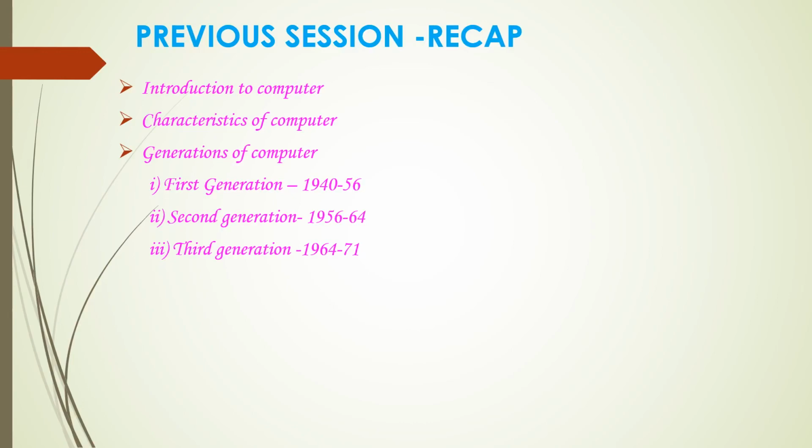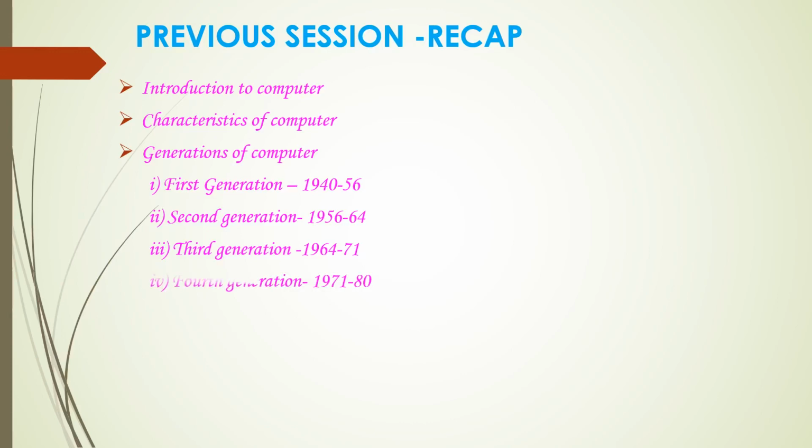1964 to 71. Here we are using the component integrated circuit. It is very fast and smaller compared to the other two generations. In this third generation, we are using the IBM series, that is the 360 series. Also, a new one was introduced, Honeywell, isn't it? The 6000 series. Which series? 6000 series. IBM 360 series, Honeywell 6000 series.